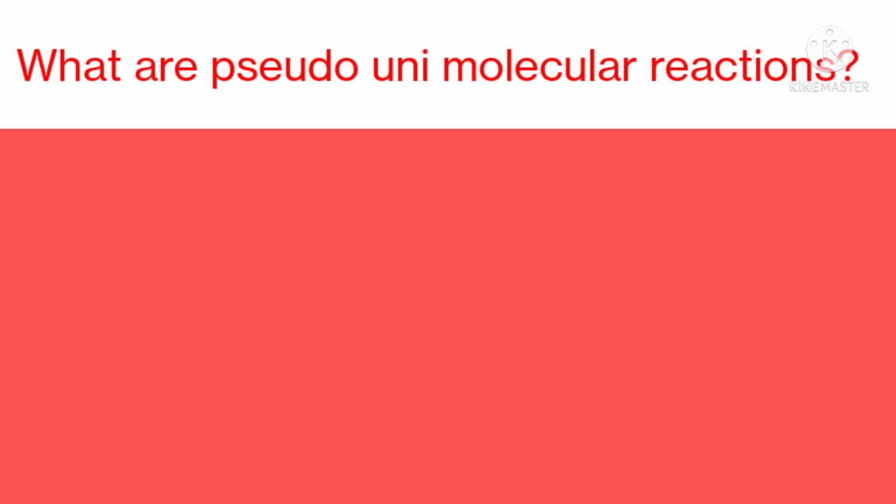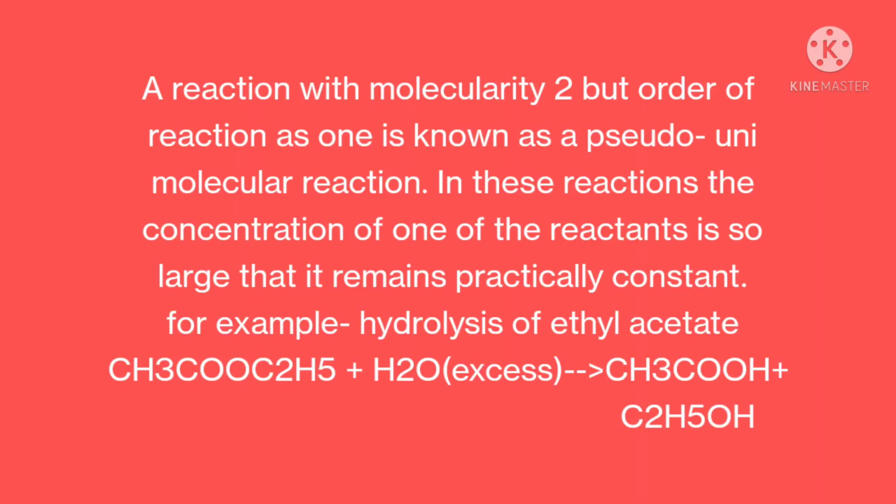What are pseudo-unimolecular reactions? A reaction with molecularity 2 but order of reaction as 1 is known as pseudo-unimolecular reaction. In these reactions, the concentration of one of the reactants is so large that it does not put any effect on the rate of reaction, and so the order is reduced to 1. For example, hydrolysis of ethyl acetate is a pseudo-unimolecular reaction as it depends only on the concentration of ethyl acetate and not on the concentration of water.